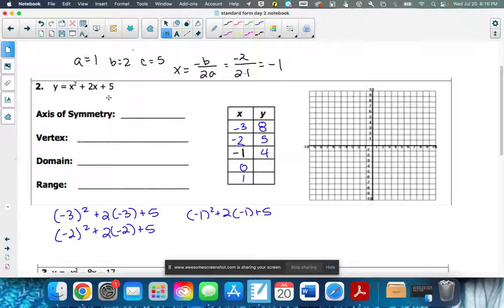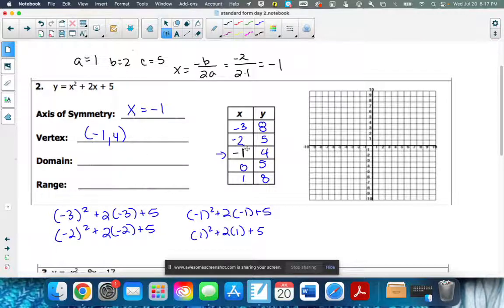And then 0, I know is going to come out with 5 because, again, all my x's are going to cancel. That's my y-intercept, so that's going to be 5. And then if I substitute in 1, again, it should match my other points. That's 1 plus 2 plus 5, which is 8. Okay, so we know that the axis of symmetry is where the vertex is, so that's x equals negative 1. The vertex is negative 1, 4, that middle point.